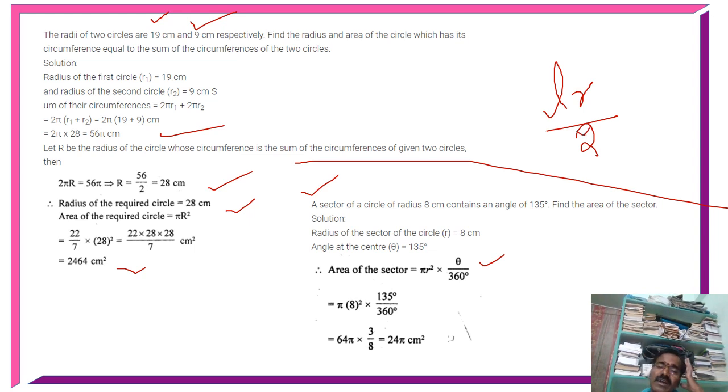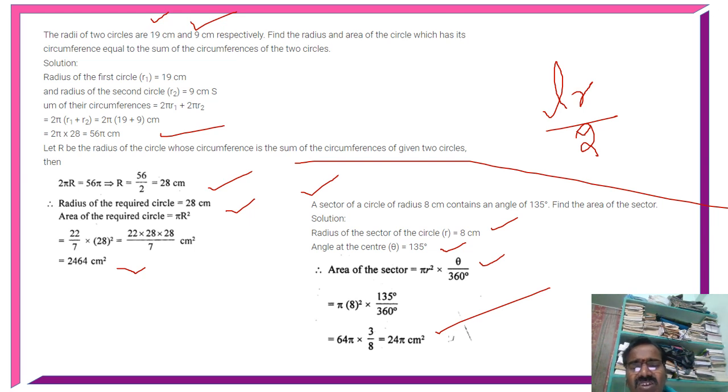Now the area of a sector is theta by 360 times pi r square. According to the problem, the angle is 135 and the radius is 8. Substitute the values. We wrote the answer in terms of pi because they did not mention a value for pi. If they give the pi value, we'll use it. If they mention it, we'll write it, or else this is also correct.